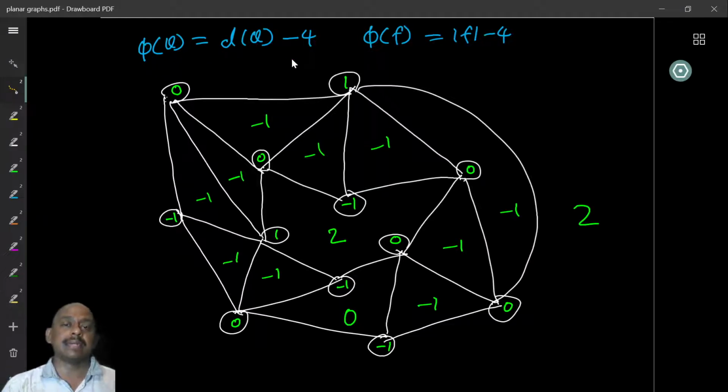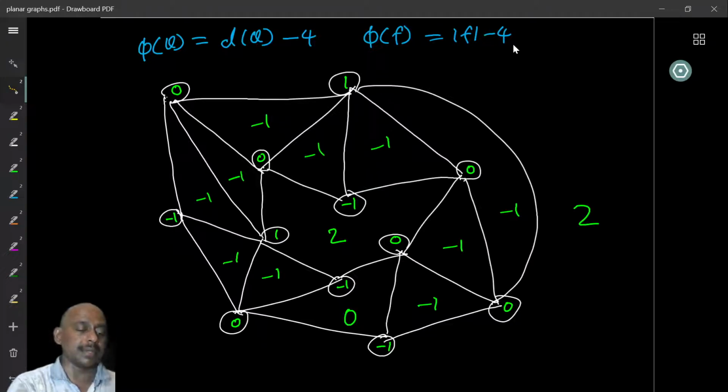Every vertex gets a charge its degree minus 4. And every face gets a charge the length of the face minus 4. Now, once this charging is applied, what happens to the graph? Well, you can see what the charges are after the charging phase, right?